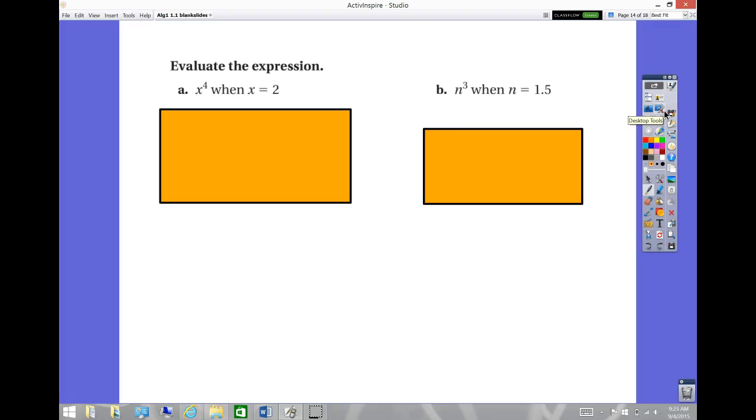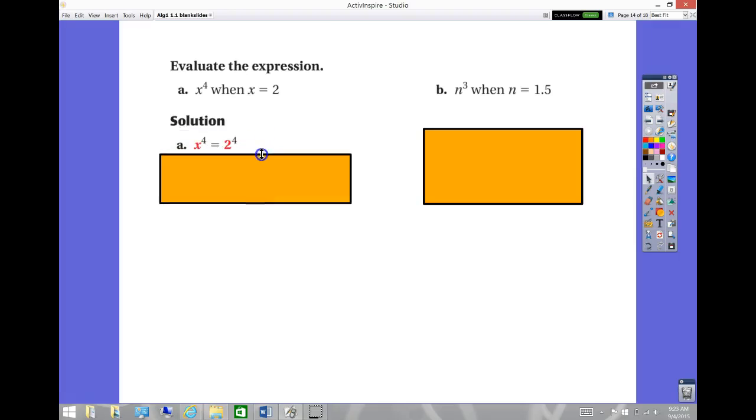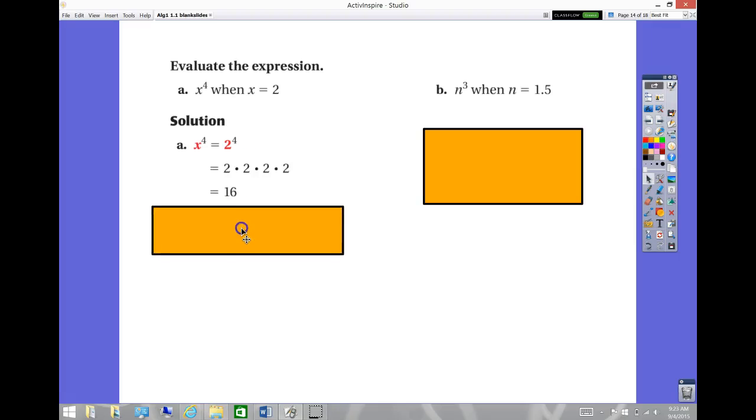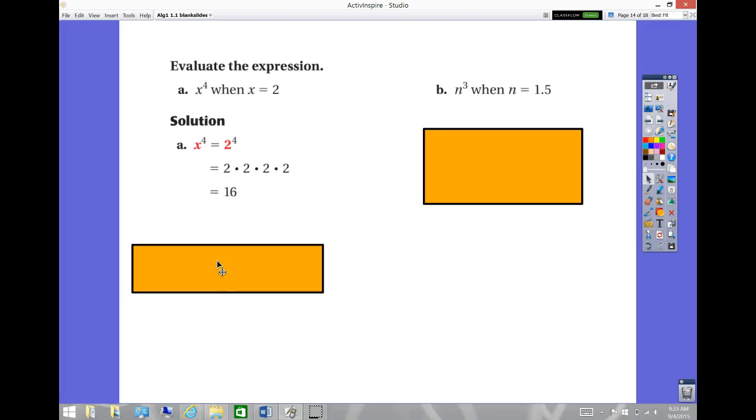Okay, now we're going to evaluate some expressions that involve powers. Evaluate x to the 4th when x equals 2. Again, what does it mean to evaluate? It means substitute for the variable. In this case, in place of the x, put a 2. Now you need to know what it is to raise 2 to the 4th power. As you know, that means multiply 2 times itself 4 times: 2 times 2 times 2 times 2, which is 16.